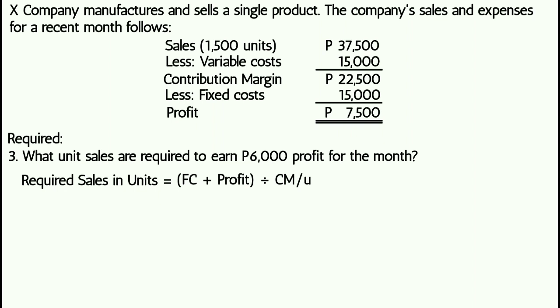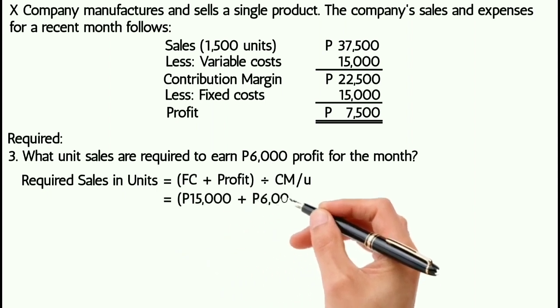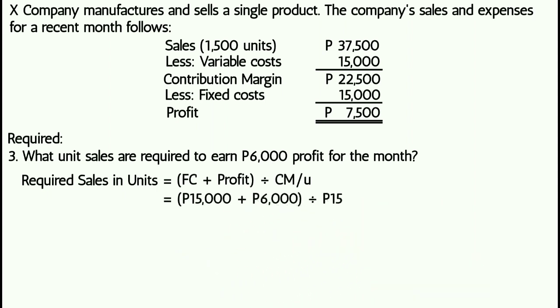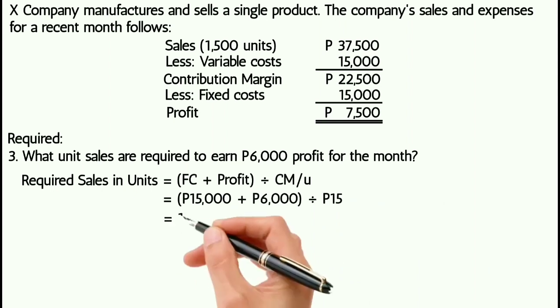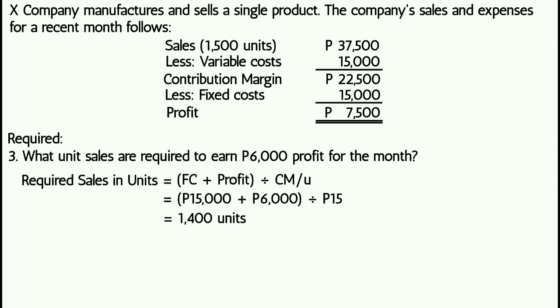Ang fixed cost ay 15,000 pesos, ang profit before tax ay 6,000 pesos, at ang contribution margin per unit ay 15 pesos. So, 15,000 pesos plus 6,000 pesos divided by 15 pesos, that is equal to 1,400 units. Anong ibig sabihin nito? 1,400 units yung dapat na mabenta ni X company para ma-earn niya yung 6,000 pesos profit for the month.